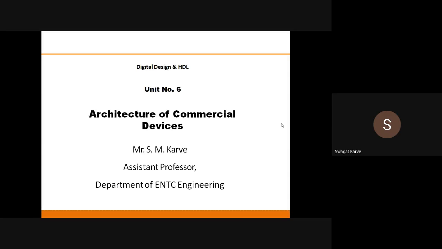Okay, so today we will start with this unit, that is architecture of commercial devices. That is unit number 6 of our syllabus of DDH. Up till now we have covered the first unit, that is the EDA tool and VHDL programming. Unit number 2, VHDL modules for the different sequential as well as combinational logic designs. Then unit number 3, Verilog modules for the different combinational and sequential logic design. Then unit number 4, that is state machines. It is just the extension of unit number 2.